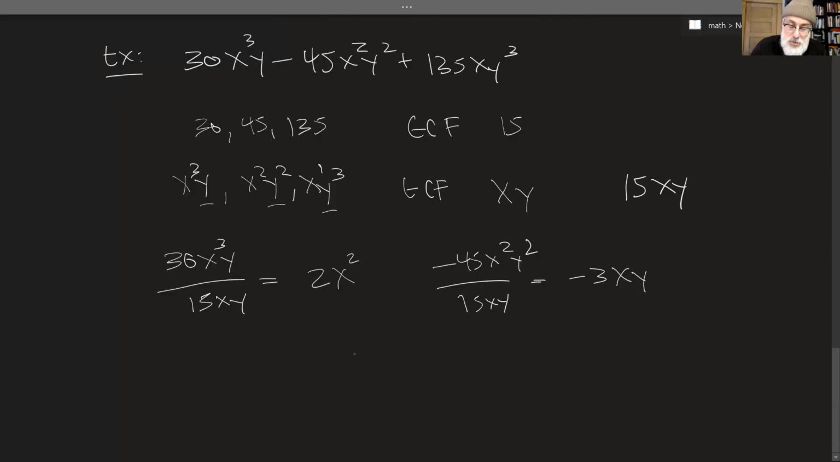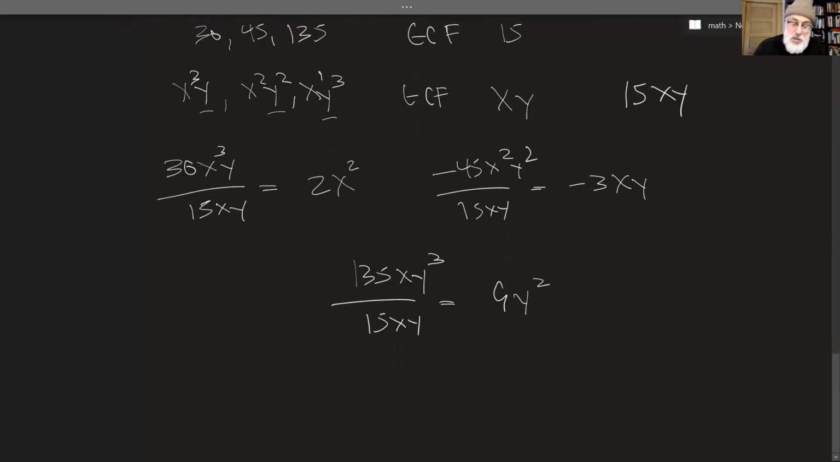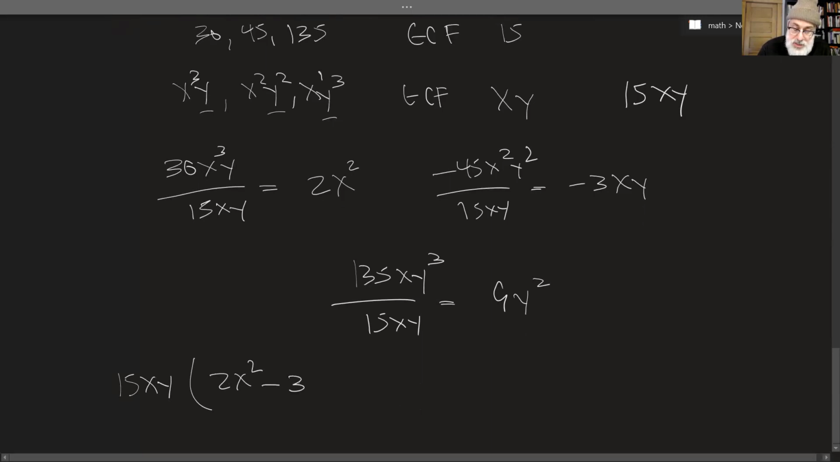And lastly, 135xy cubed divided by 15xy. Now 135 divided by 15 is 9. X divided by x is 1. Y cubed divided by y is y squared. So 15xy taken out leaves us with x squared minus 3xy plus 9y squared. And that's a factorization.